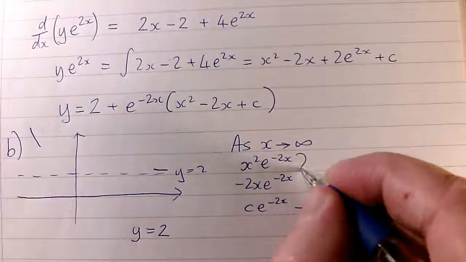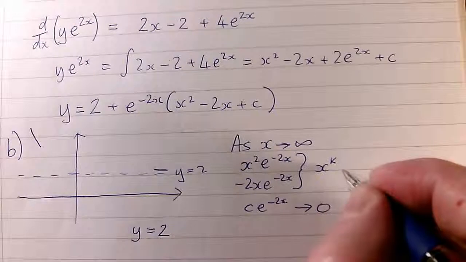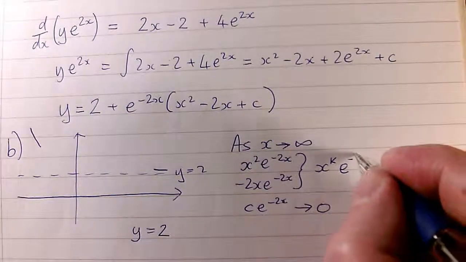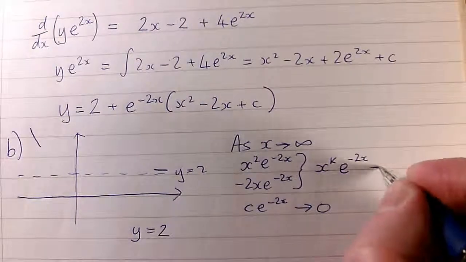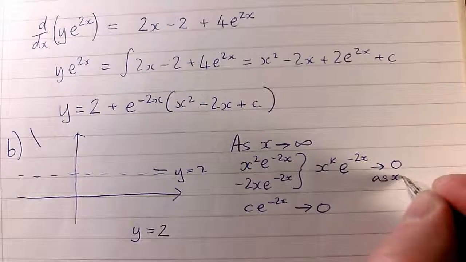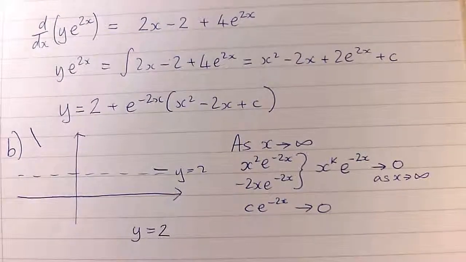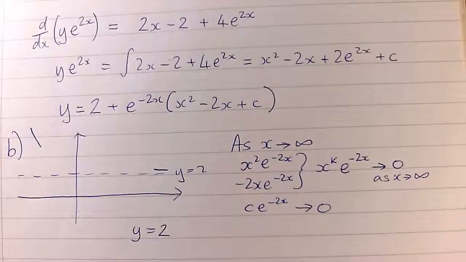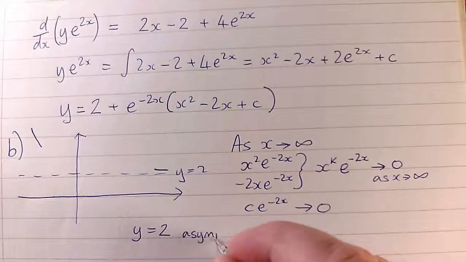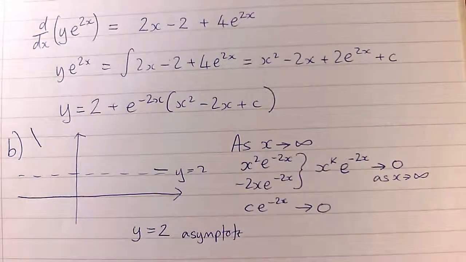And there's this standard limit that we know that x to the power of something positive times e to the power of a negative multiple of x, in this case it's minus 2x, tends to 0 as x tends to infinity. That's one of those 2 standard types of limit that you need to learn and quote. So y equals 2 being the asymptote will get you one of the marks, but to get both marks you need this justification in terms of limits.